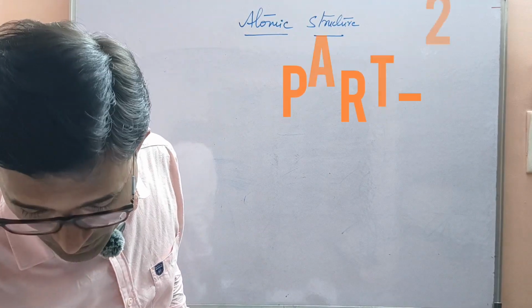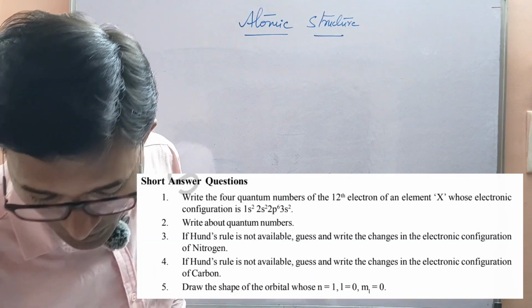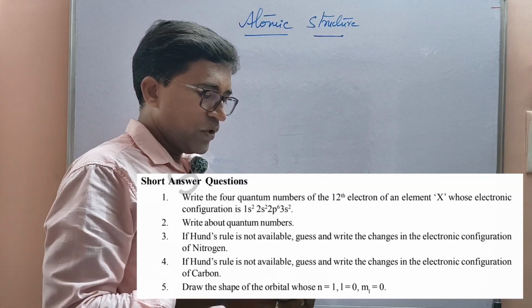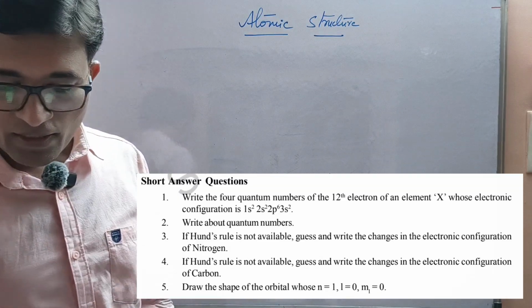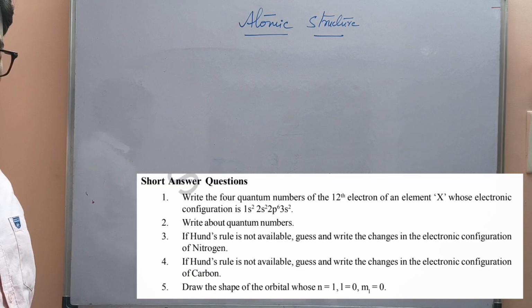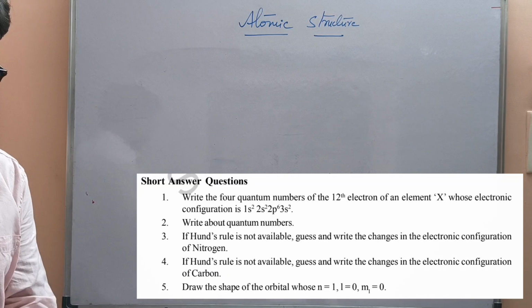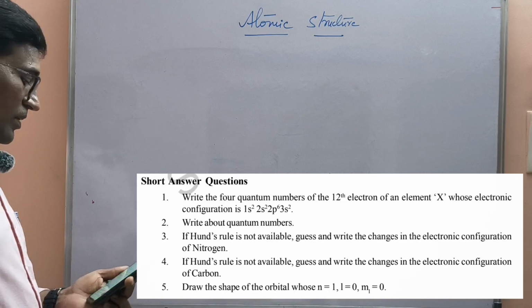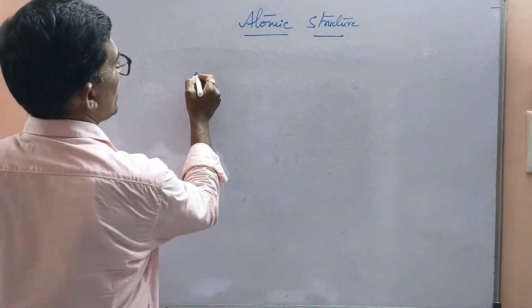Now the next question is, write the four quantum numbers of the 12th electron of an element X whose electronic configuration is 1s2, 2s2, 2p6, 3s2. The question is, write the four quantum number values.